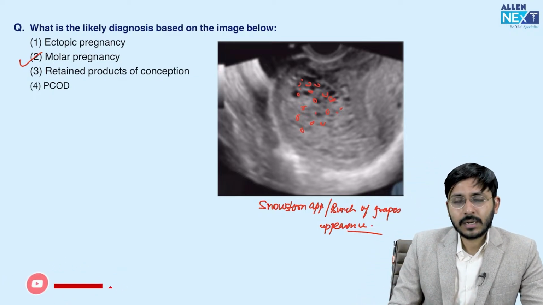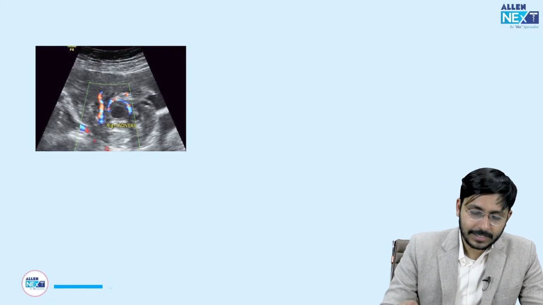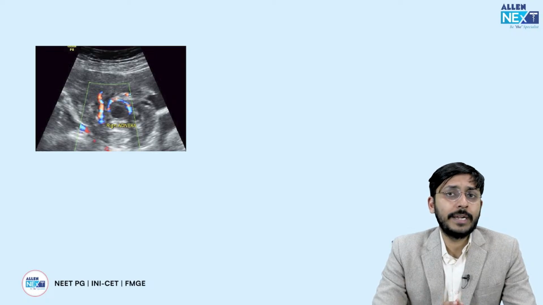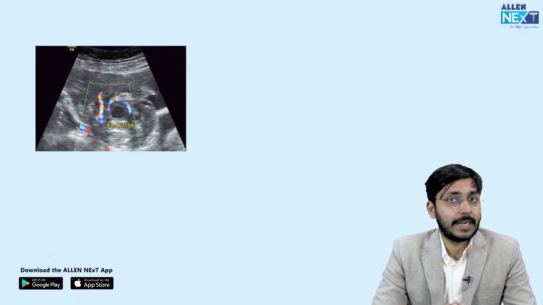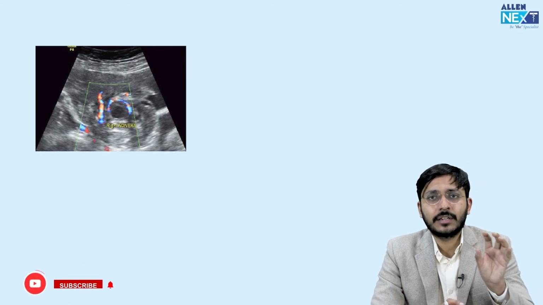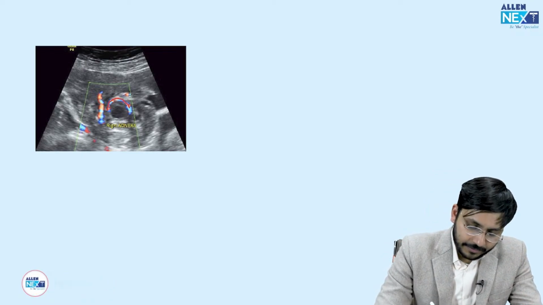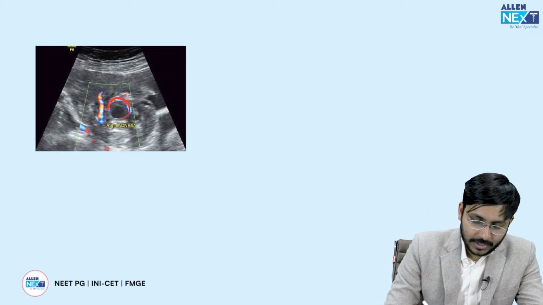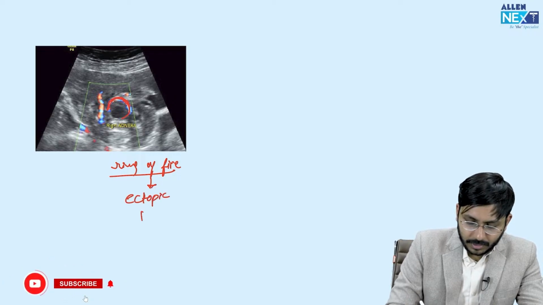Now similar to that, another spotter from women's imaging: the patient is UPT positive, she has acute onset pelvic pain, she has had amenorrhea for 2 months, and you do an ultrasound, you see a cystic structure in the adnexa, you put in a Doppler and you see this peripheral vascularity known as a ring of fire appearance. This is seen in ectopic pregnancy.